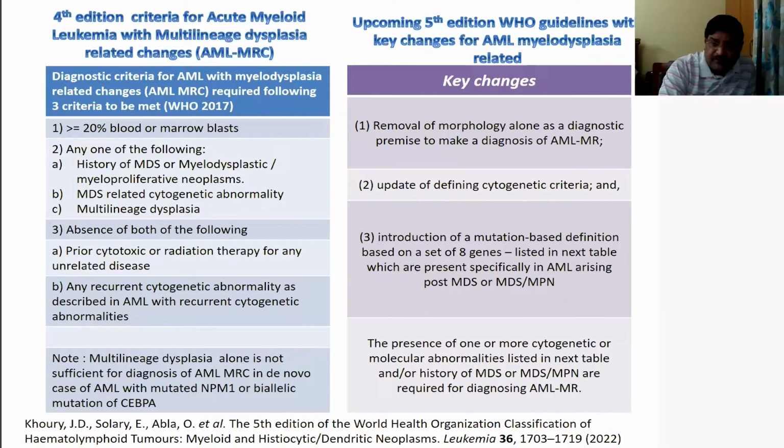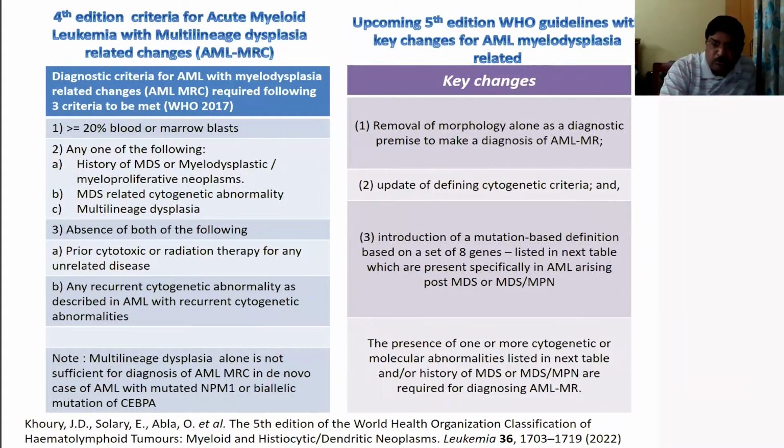And in addition, we have a set of 8 genes, which I will show you in the next slide, which will be important if present along with AML, and will raise the diagnosis of AML arising post-MDS or post-MDS/MPN. MDS/MPN is myelodysplastic syndrome and myeloproliferative neoplasm. And you will be surprised to know that even MDS has changed in this fifth edition. Now it is called myelodysplastic neoplasm. So it is MDN and MPN.